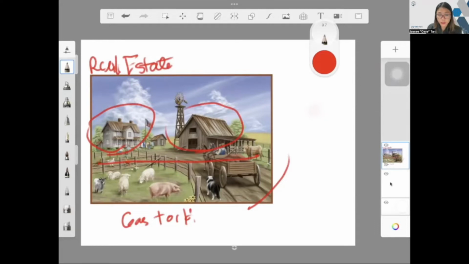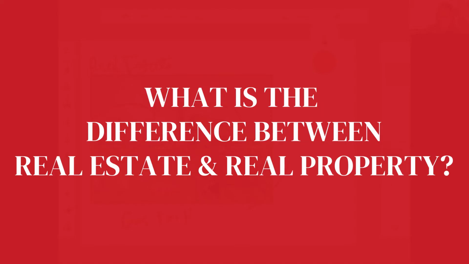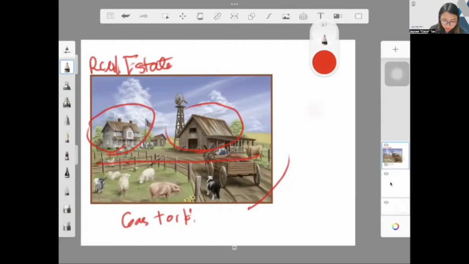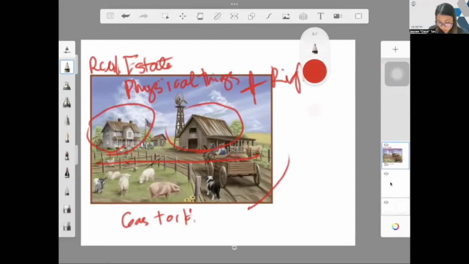I know you are wondering what real property is, because you heard somebody say real property. What is the difference between real estate and real property? Real estate is all the physical things attached to the land. Now, real property is all of these plus the rights on real estate, what I mean is the rights to use the property itself, the rights to use it for enjoyment.